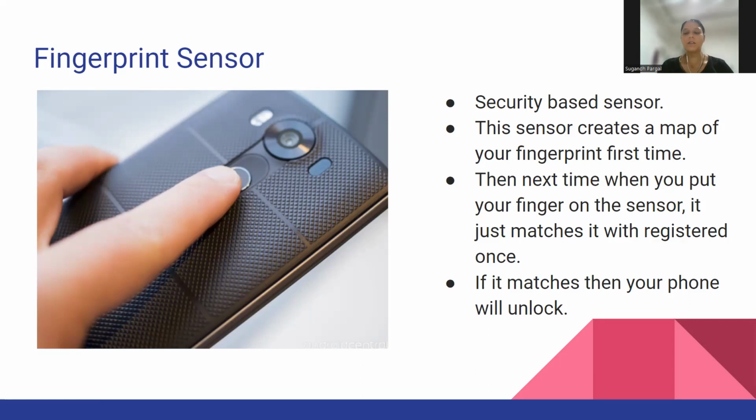This sensor basically creates a map of your fingerprint the first time you are using the mobile phone. The next time when you put your finger on the sensor, it just matches it with the registered ones. And if the match comes out to be true, then your phone will get unlocked. Similar to the fingerprint sensor, the phone also has the face unlock sensor, which acts as a security based sensor based on the face architecture of the person.